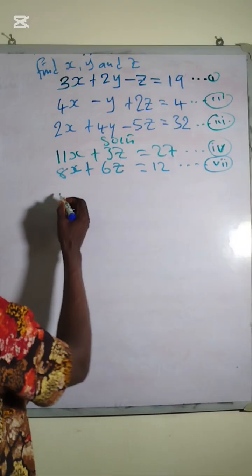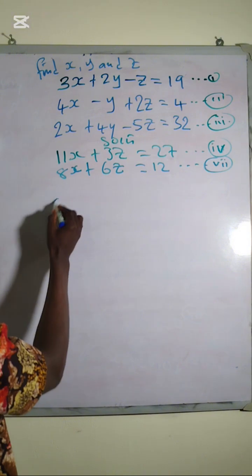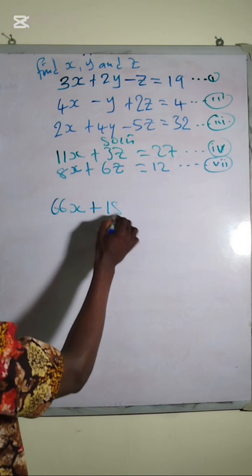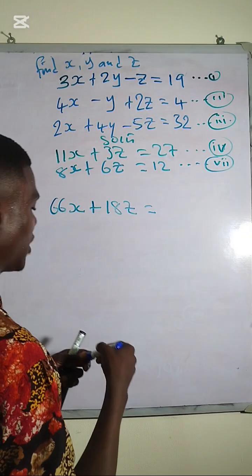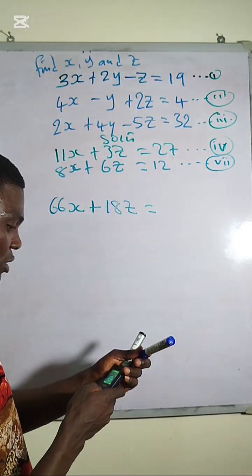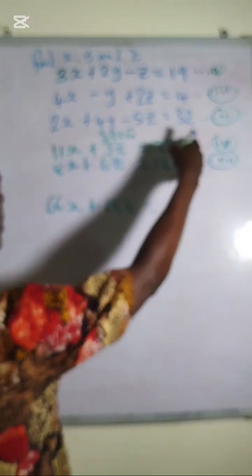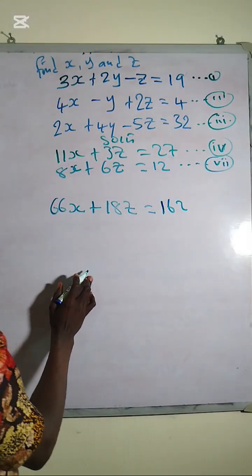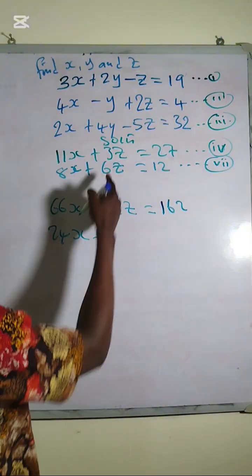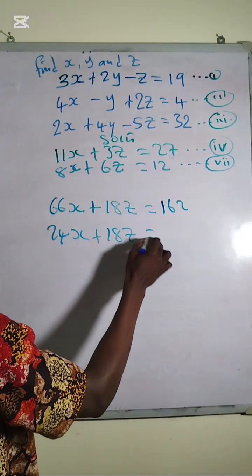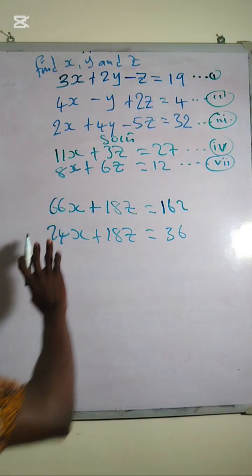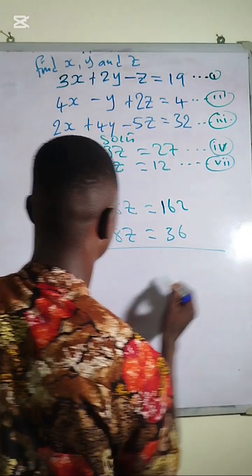Elimination we go. So I'm going to have 6 multiplied by 11 will give me 66x, right? 6 multiplied by 3, that is plus now, that's 18z. Everything is equal to 6 multiplied by 27, 162. Now do the same thing here. 3 multiplied by 8 is 24x, right? Plus 3 multiplied by 6, 18z, equals to 3 multiplied by 12 is 36.